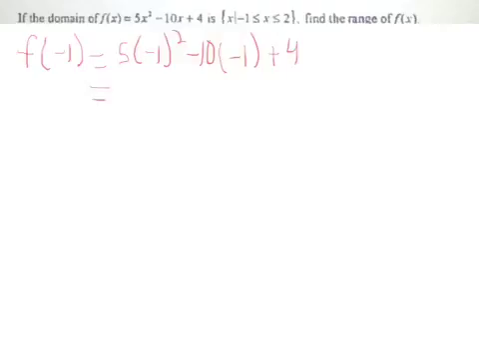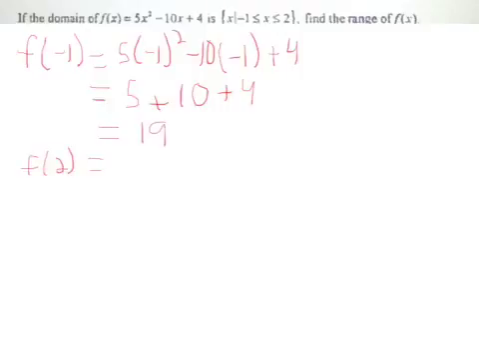Now to see what y is equal to when x is -1, all we do is plug -1 in for x into my function. So I get f of -1 equals 5 times -1 squared minus 10 times -1 plus 4. So when I solve this, I'm going to get 5 times 1, which is 5, plus a 10 plus a 4, which is going to give me a 19.